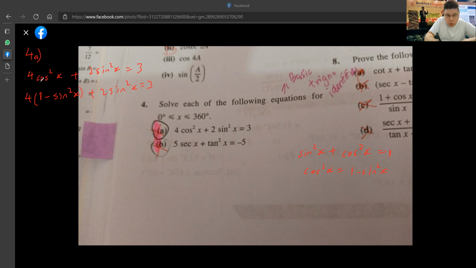So you see, because your cos square x is equal to 1 minus sine square x, you can substitute your cos square x with 1 minus sine square x. You'll end up with 4 minus 4 sine square x plus 2 sine square x is equal to 3. So here you have minus 4 plus 2 is equal to minus 2.